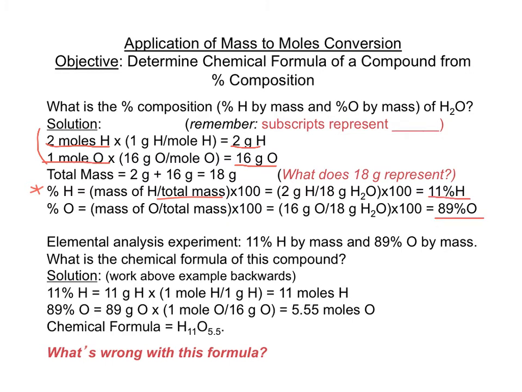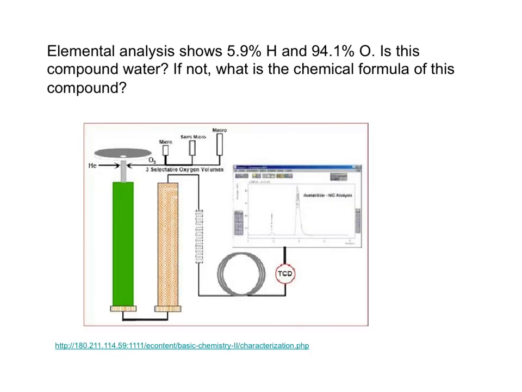In an elemental analysis experiment, you have the percent hydrogen and percent oxygen. 11% hydrogen means 11 grams of hydrogen, so convert that to moles. 89% oxygen means 89 grams of oxygen, convert that to moles. The subscripts on our chemical formula tell us the mole ratio of each element in that compound, but what's wrong with this formula? Well, the subscript should be a whole number, so here's what we should do. Divide by the smallest number, and that'll give us the formula for water.